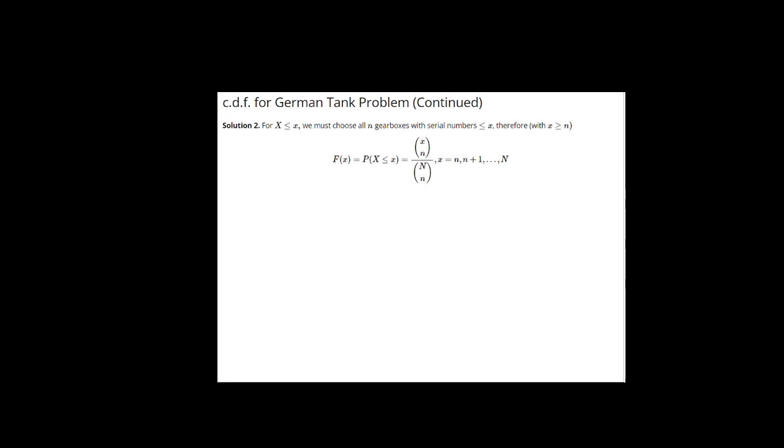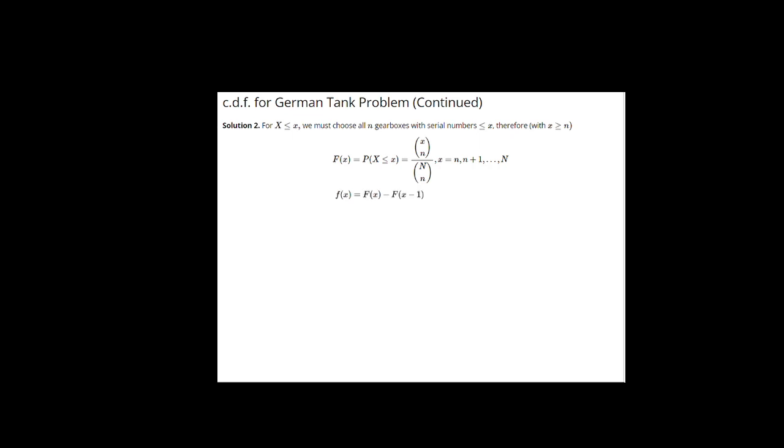X choose n ways. So the probability that capital X is less than or equal to little x, that is by definition the cumulative distribution function at x, is x choose n divided by capital N choose n, for values of x equal to n, n plus 1, up to capital N. For other values of x, non-integral values, they're defined by their value at the next integer down, because F of x is a step function.